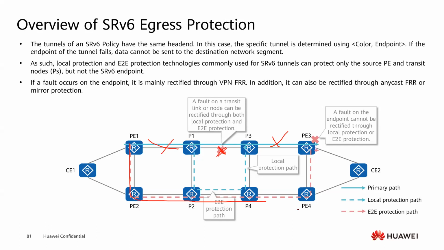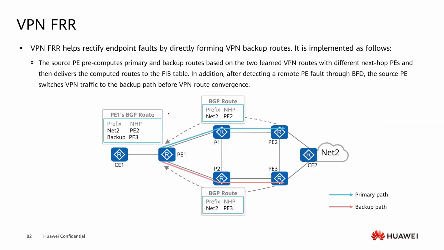But what if the endpoint has a problem? Because for a tunnel, it must have a source and a destination. But what if the destination has a problem? This tunnel has nowhere to go. So here is where egress protection is going to work. Most of the time, even in real networks, we will use VPN-FR to help us do it.